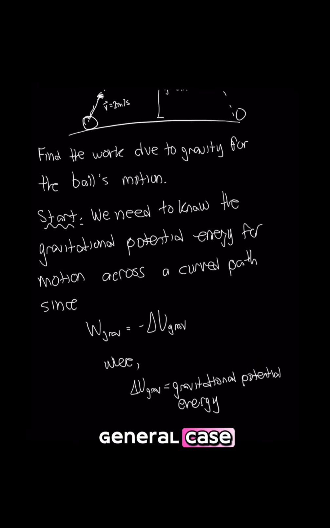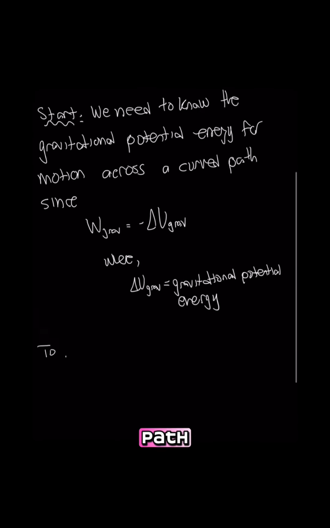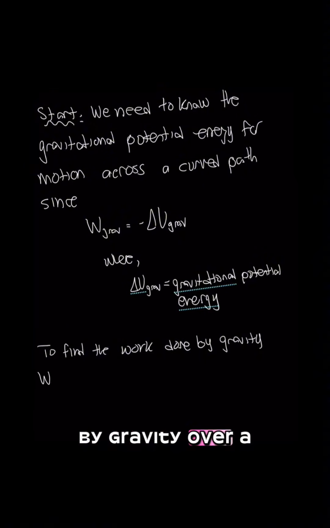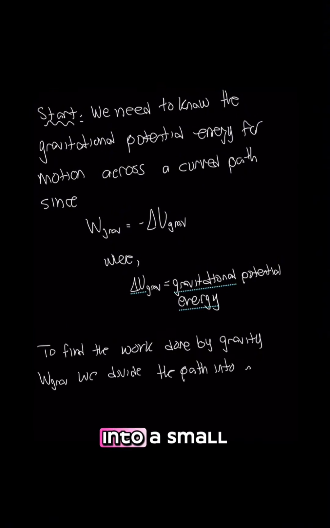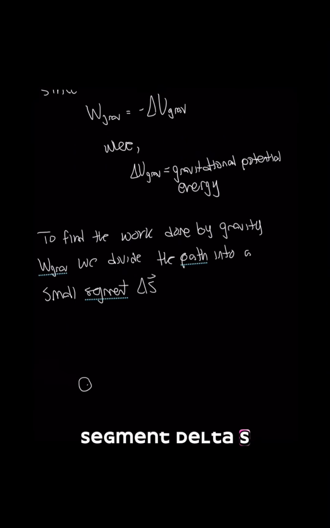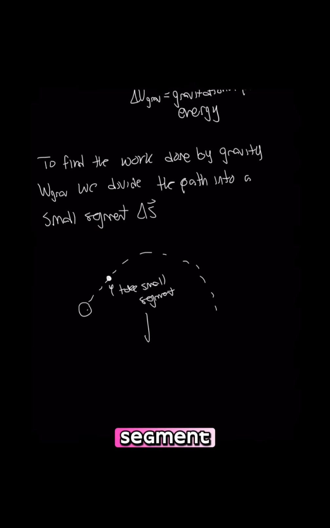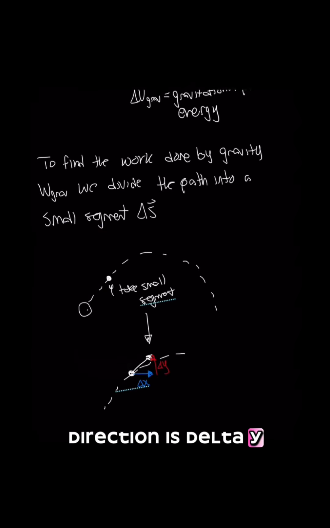This is for the general case, so how does this change on a curved path? To find the work done by gravity over a curved path, we divide the path into a small segment, delta S. This is our path here. We take a small segment. You can denote this direction as delta X, and then this direction as delta Y. The total displacement is delta S over this small path.